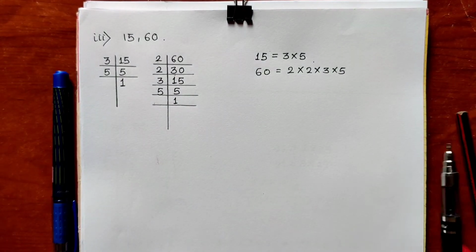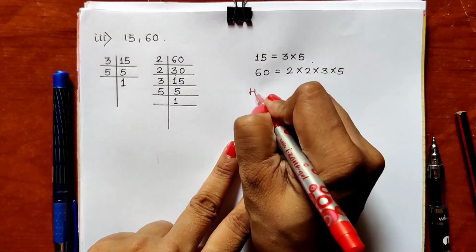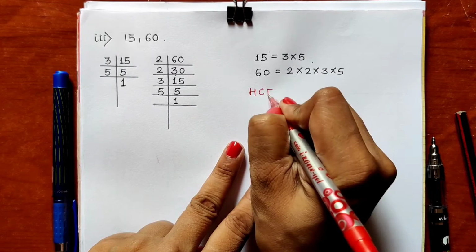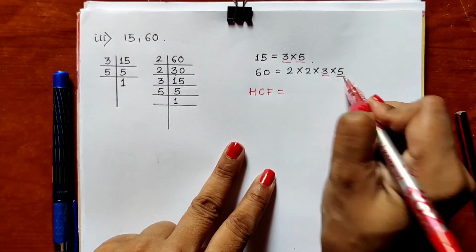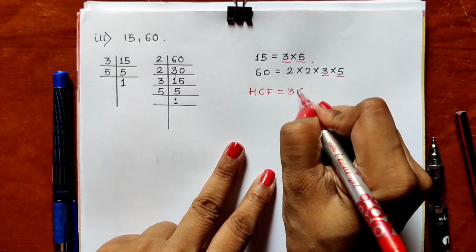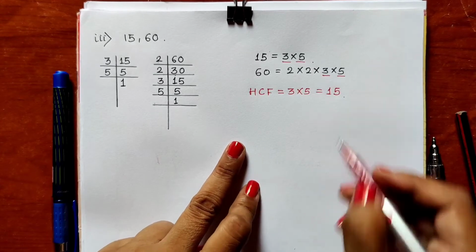Now we have to write SCF. For SCF we have to underline the common factors. SCF, highest common factors. So we can see these two factors are common here, 3 into 5. So 3 into 5 means answer is 15. So SCF we have got 15.